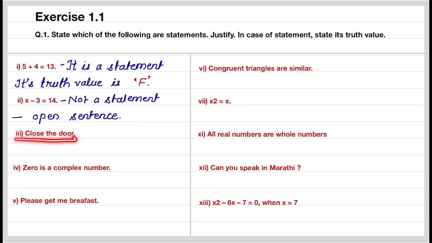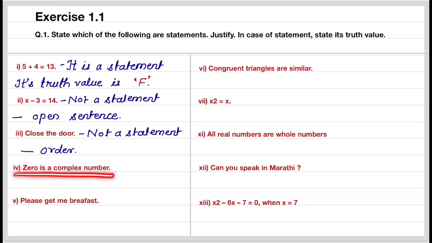Move to next one. Close the door. If I told you, go and close the door, what is it? It is an order. And we know order is not a statement. Every time for not a statement, we have to write its reason. Your reason is order. Good.